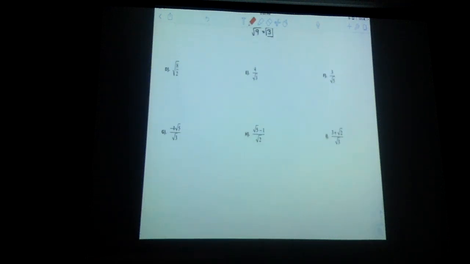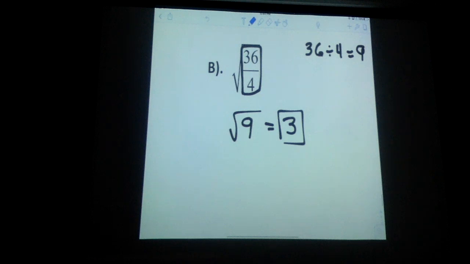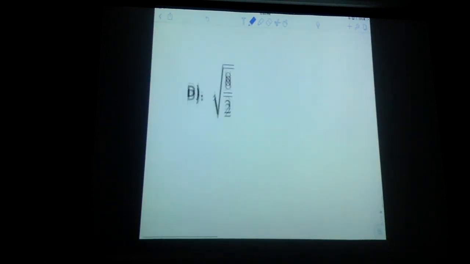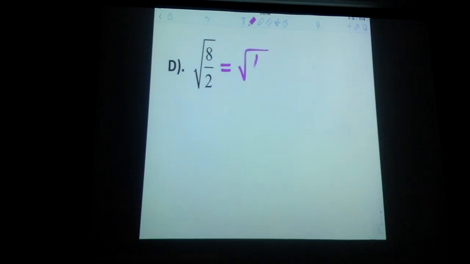All right, let's take a look at some more examples here. Example D, same idea as example B, where in B, if you take a look here, we divided first. Then we said 36 divided by 4 was 9. Square root of 9 gave us 3. Example D, very similar, in that we can go ahead and divide 8 over 2 gives us a 4. So we could simplify and say square root of 4. One more step to go here. Square root of 4, you think about what number squared gives you a 4. That number would be a 2. There would be your final answer.